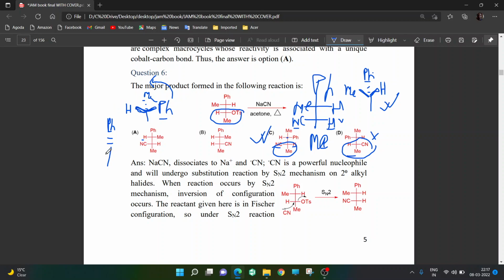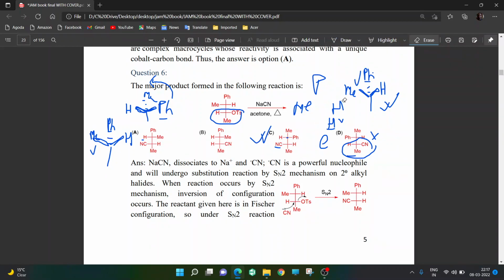H comes towards the right side, and Me goes towards the left side. Now you can see that this and this are the same, so we are damn sure that the answer is C.